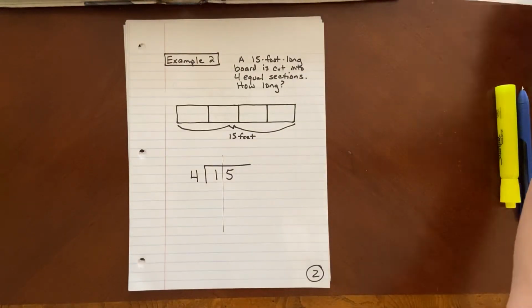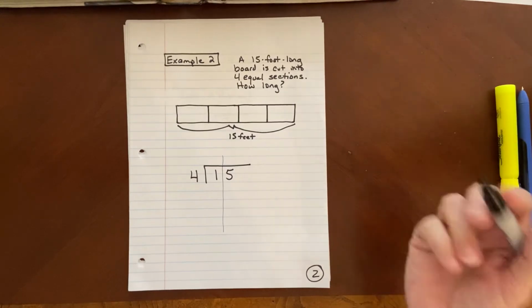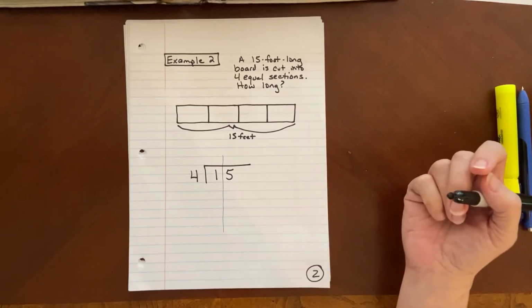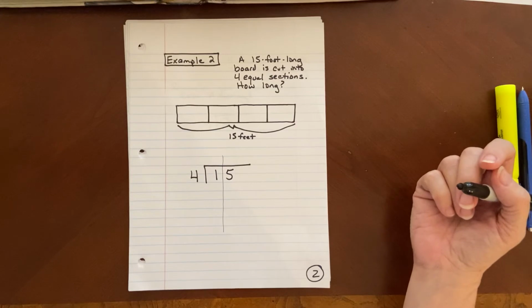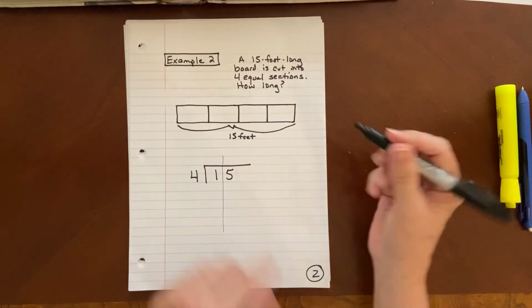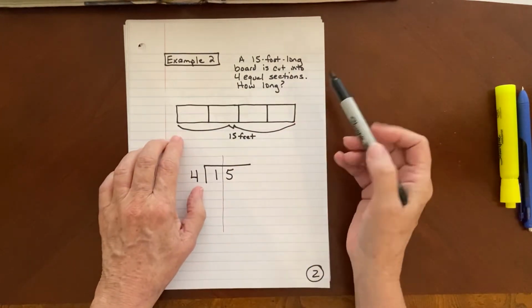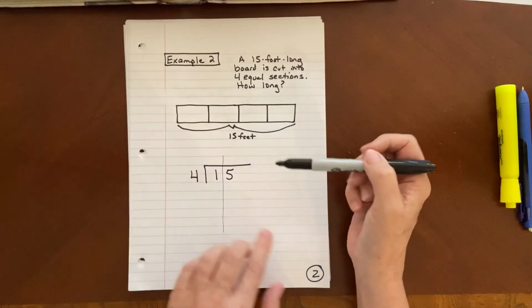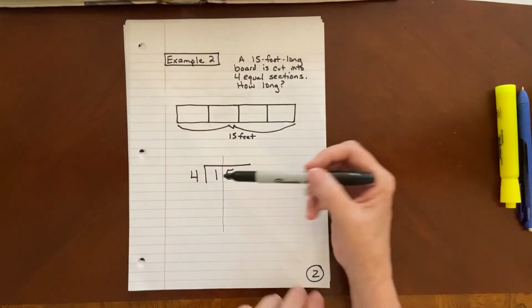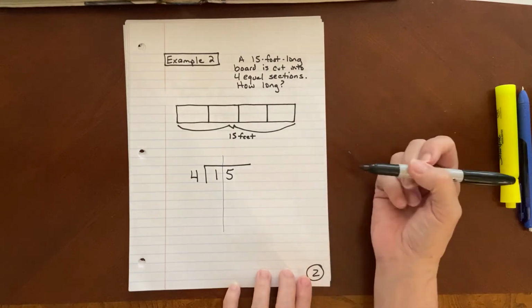Okay, let's look at example 2. And they said a 15-foot long board is cut into 4 equal lengths. How long is each length? Okay, so I've got my board and it said I'm cutting it into 4 sections. So it's really 15 divided by 4, right? So I drew my little column thing.